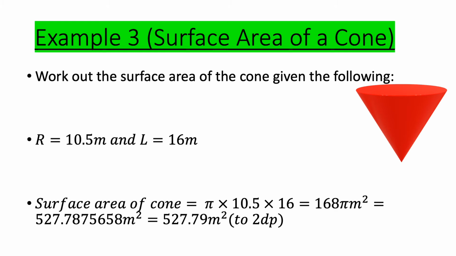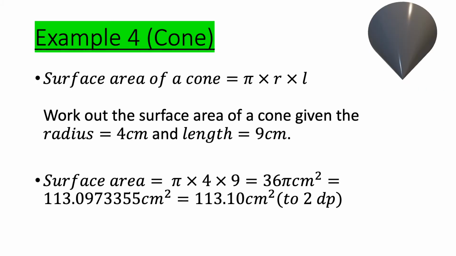The radius is 10.5 meters and the length is 16 meters. So the surface area will be pi times 10.5 times 16, which is 168 pi meters squared. It's squared because it's surface area, which gives me an answer of 527.79 meters squared to 2 decimal places. So that is how I would work out that one, guys.